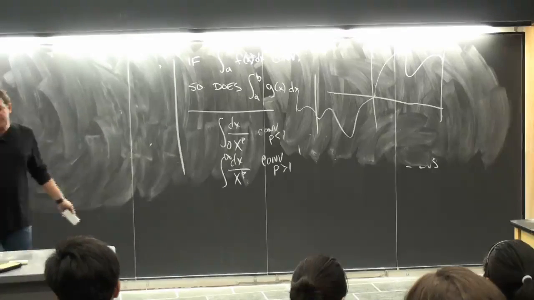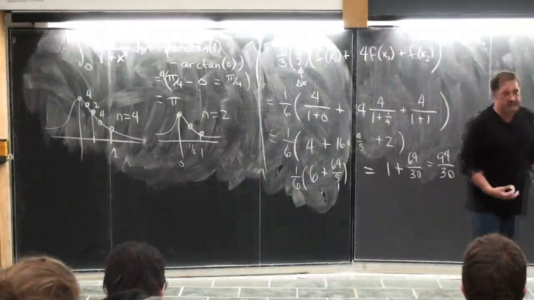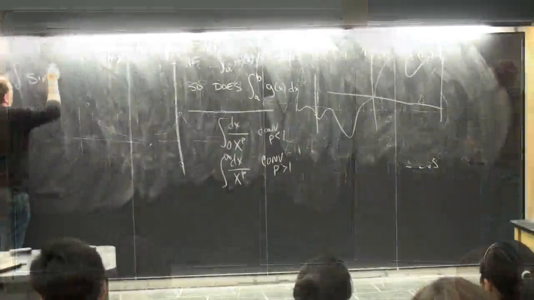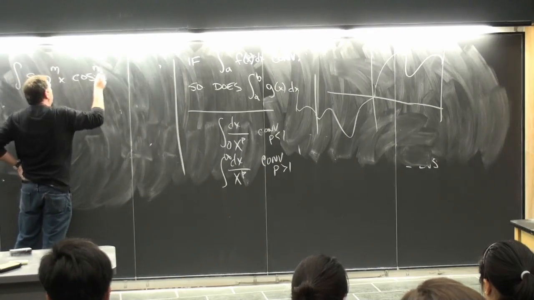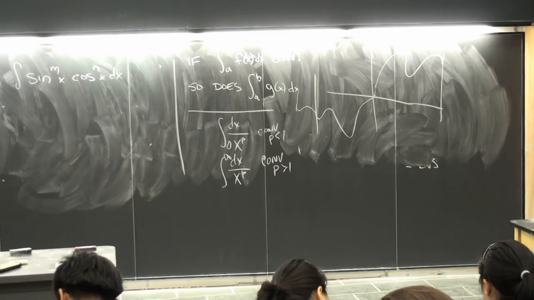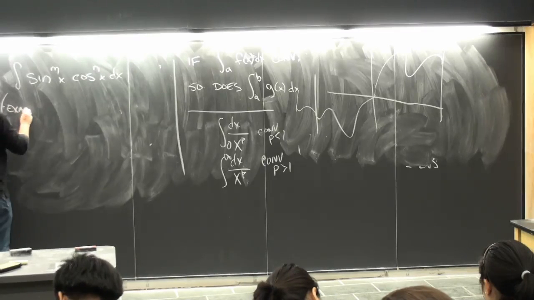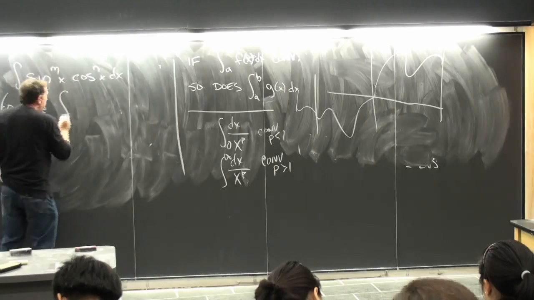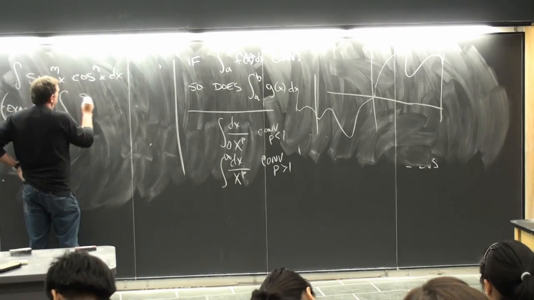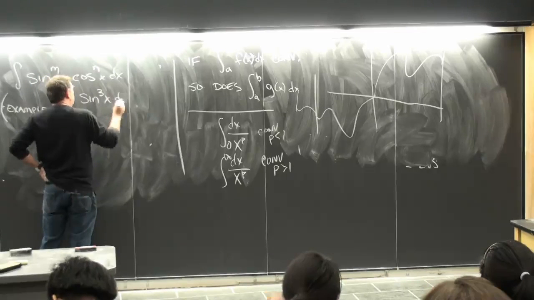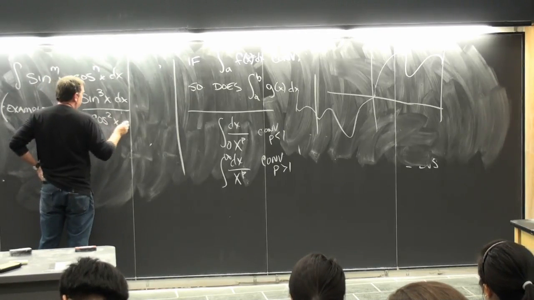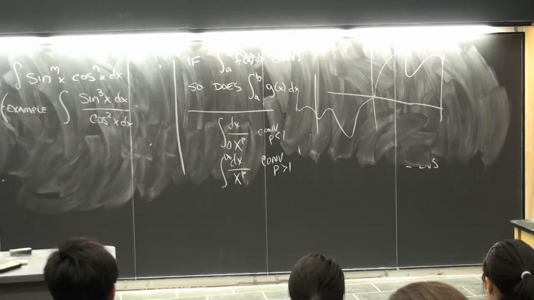Okay. So this is really just observations about powers of functions of sines and cosines. So for example, and it doesn't matter if the powers are negative, it's still the same. Sine cubed x over cosine squared x dx. Same.